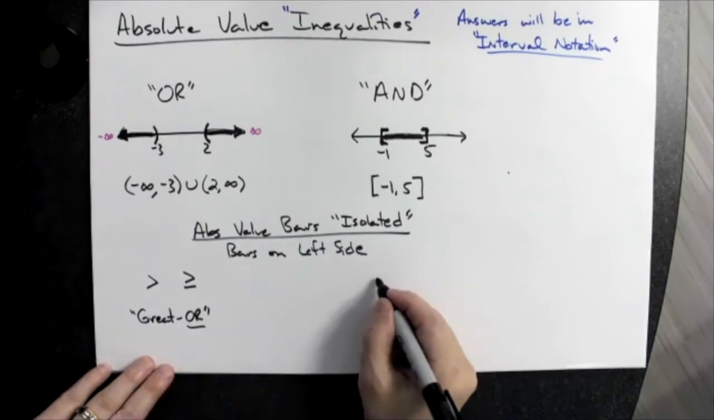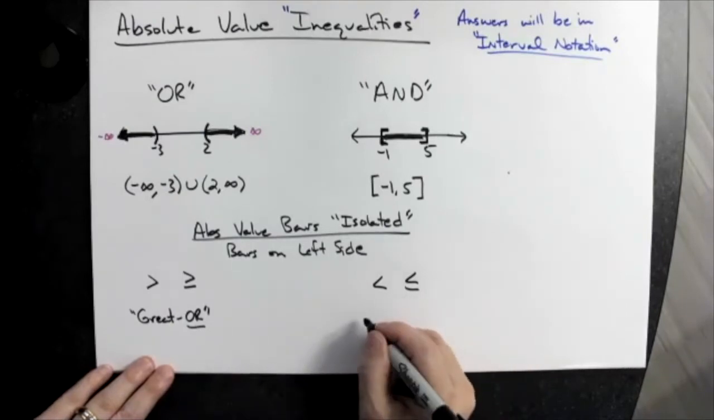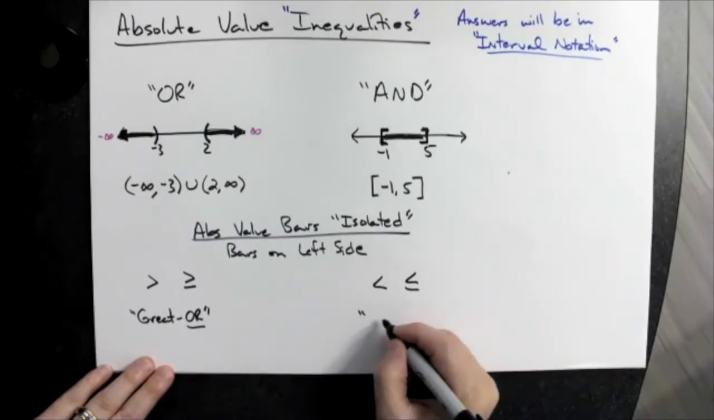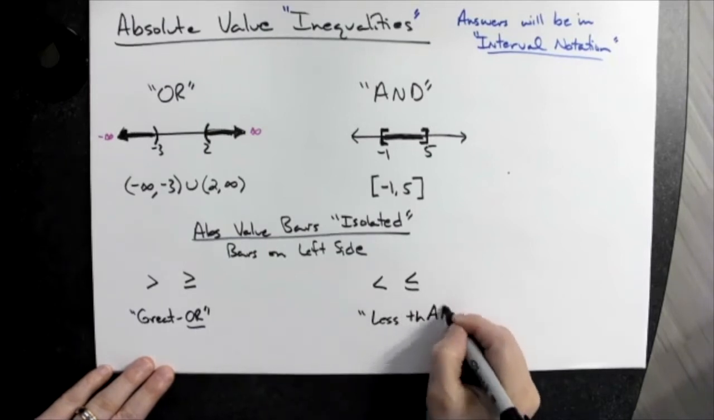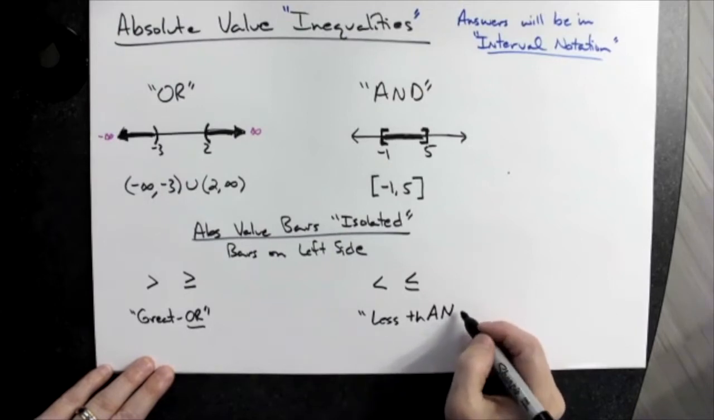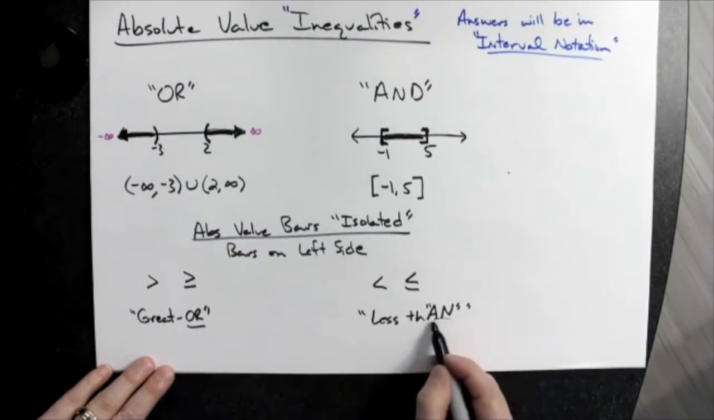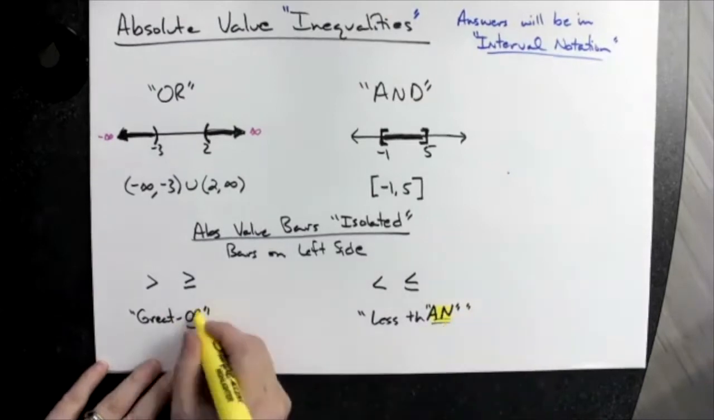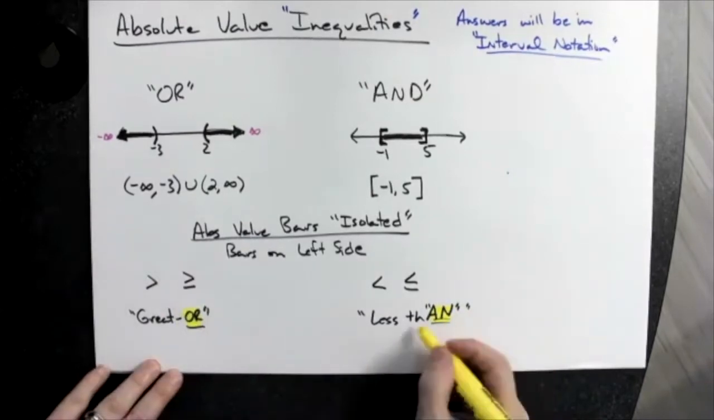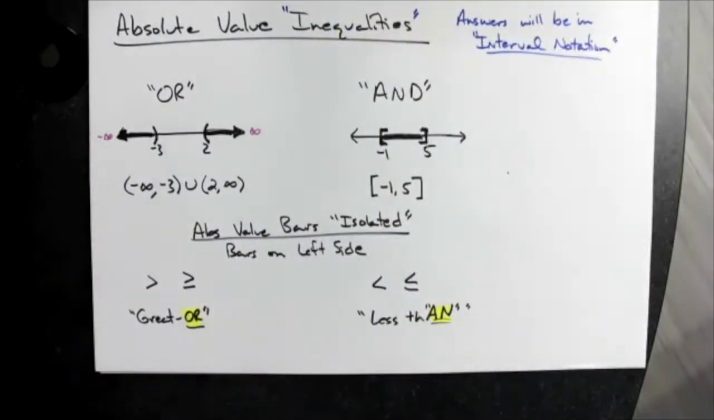On the and, it's going to be less than or less than and equal to. So again, I have to play on my words: less than. You hear the and part of less than, which means it's going to be an and. So I emphasize the word greater for or, and less than for the ands. It's just a mnemonic. Sometimes when you have lots of things to memorize, mnemonics help.